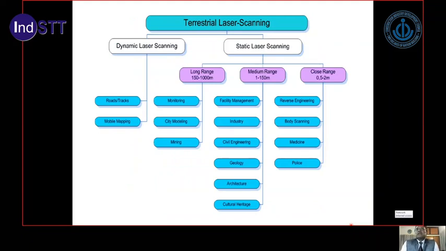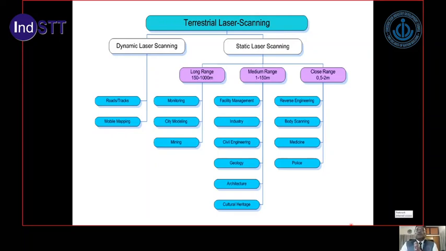These terrestrial laser scanners are available to us in static laser mode and dynamic laser mode. In static laser mode, you can see the pink boxes are three categories. We have long range, medium range, and close range. So there are three kinds of equipment available in static laser scanning, where you are keeping it at one particular point and taking the observations. In the dynamic laser mode, you are mounting it on some device which is moving, so the laser scanner is always on the move.